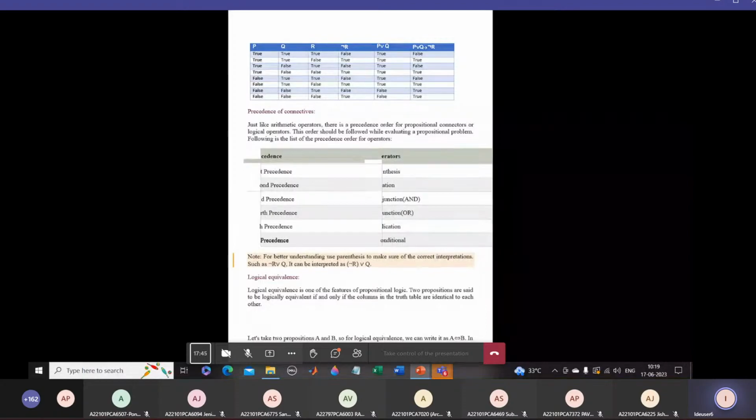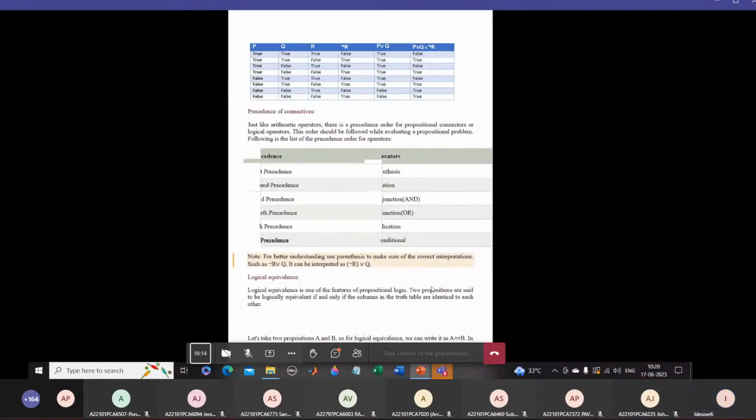And you are supposed to give P or Q implies negation of R. So you have to take these two. First is this, which is going to imply the negation of R. So when it is true and false, what is the value? You get that here. When both are true, you get true. When both are false, the same value, you get true. In the remaining cases, P or Q will imply the negation of R value.